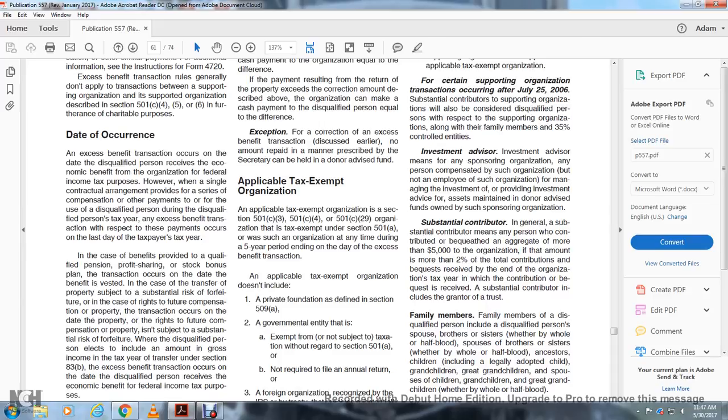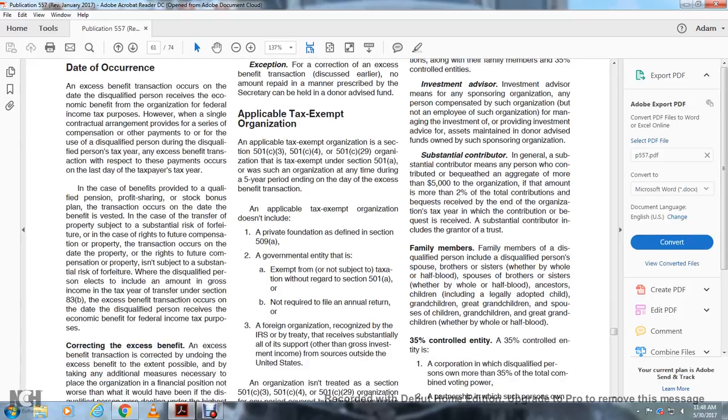Date of occurrence. An excess benefit transaction occurs on the date the disqualified person receives the economic benefit for federal income tax purposes. However, if a single contractual agreement provides for compensation or other payments over time, the excess benefit transaction with respect to the payments occurs on the last day of the disqualified person's tax year.